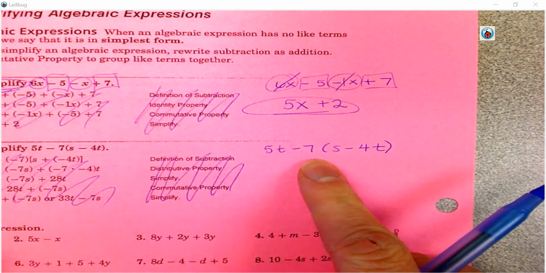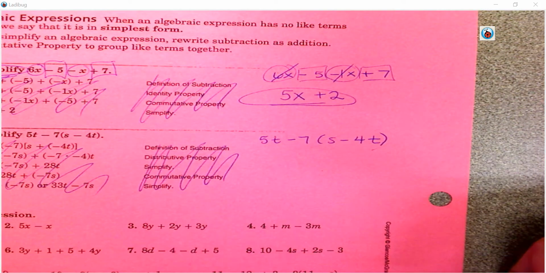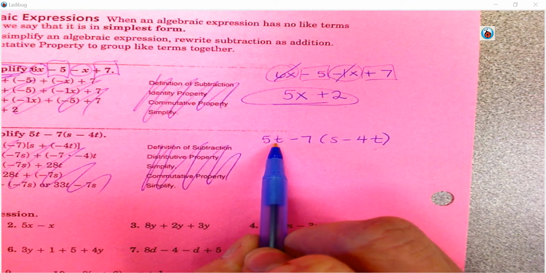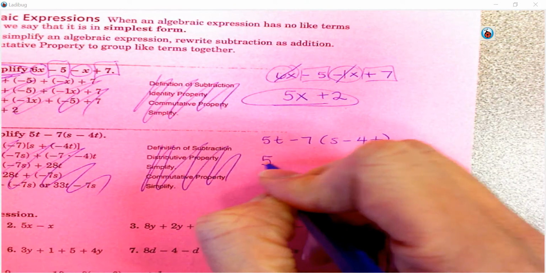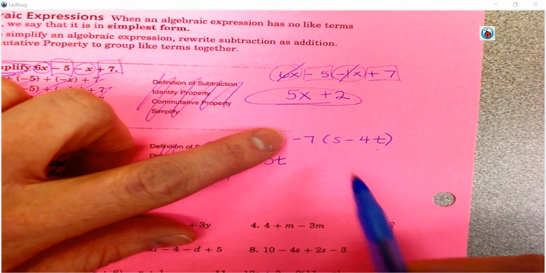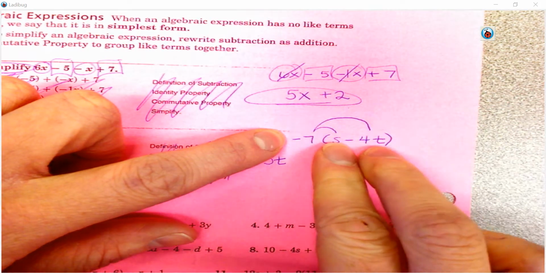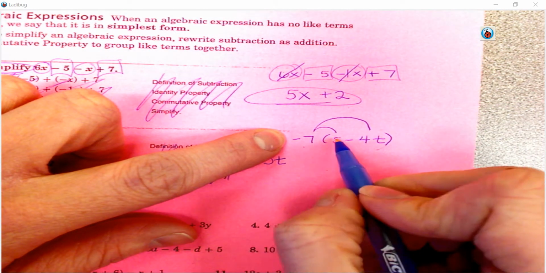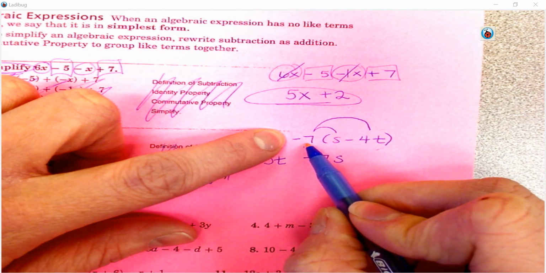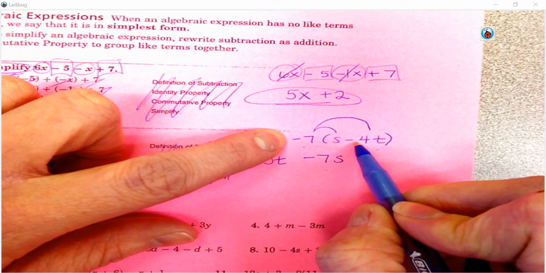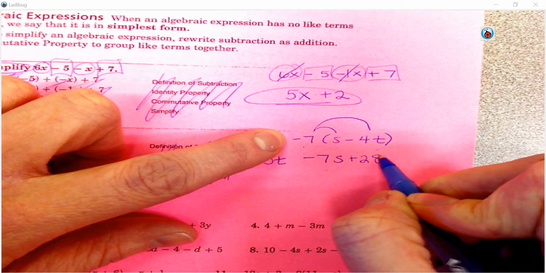Okay, here I can't start combining like terms yet because I have a set of parentheses and a number in front of those parentheses that I need to distribute. Now 5t is not touching any parentheses at all, so I'm going to just bring down my 5t. The negative 7 is touching my parentheses. That's the number that I distribute to both terms inside. So negative 7 times s is negative 7s. Negative 7 times negative 4t, I multiply the numbers. So negative 7 times negative 4 is positive 28, and then I have a t.